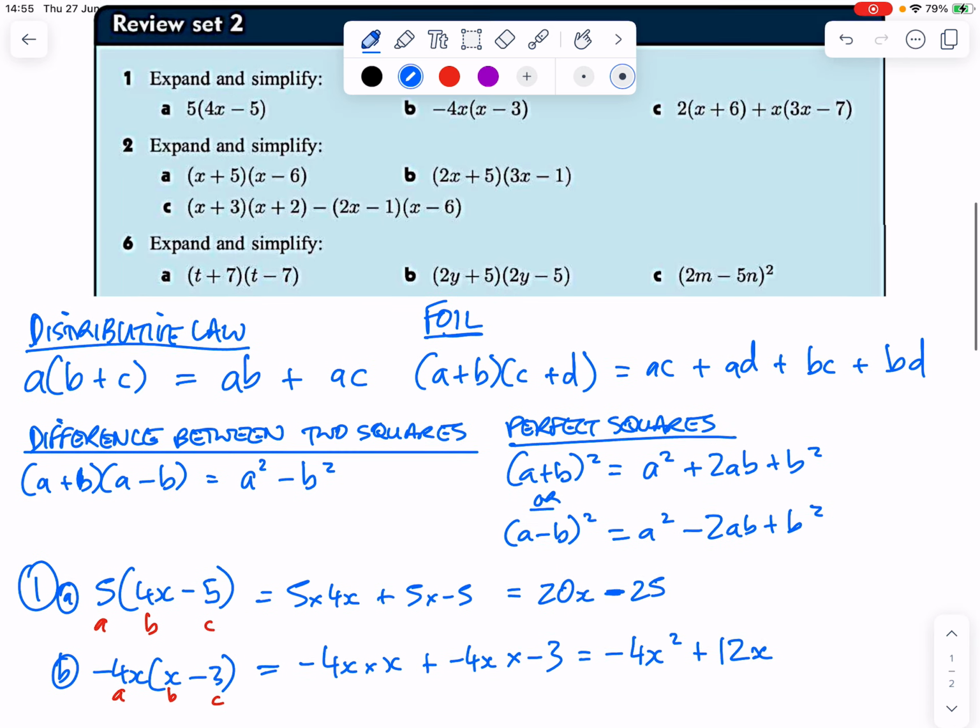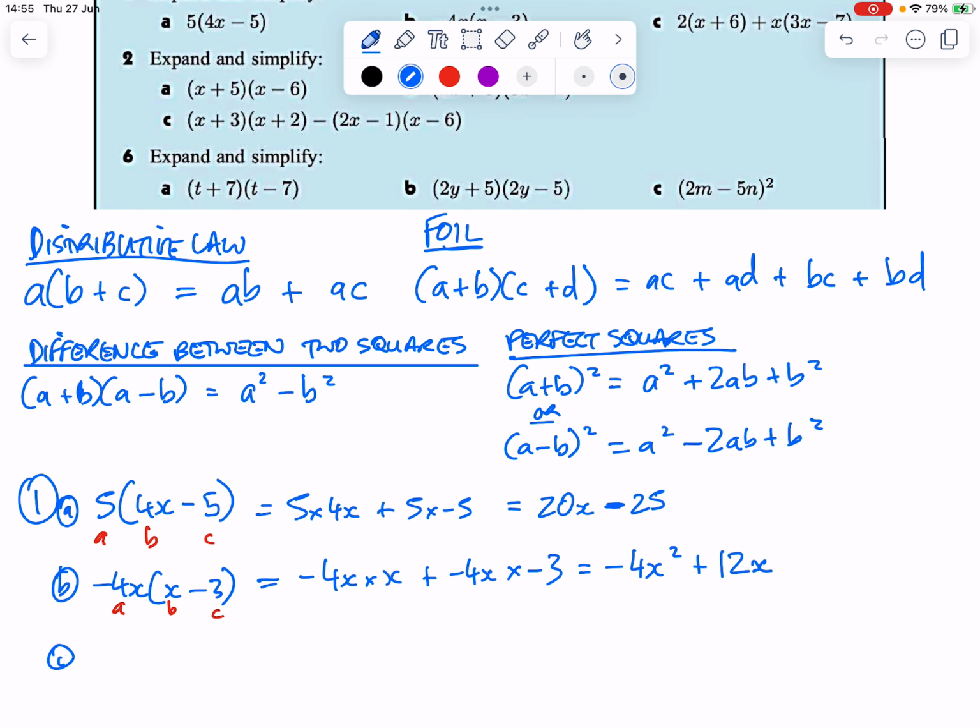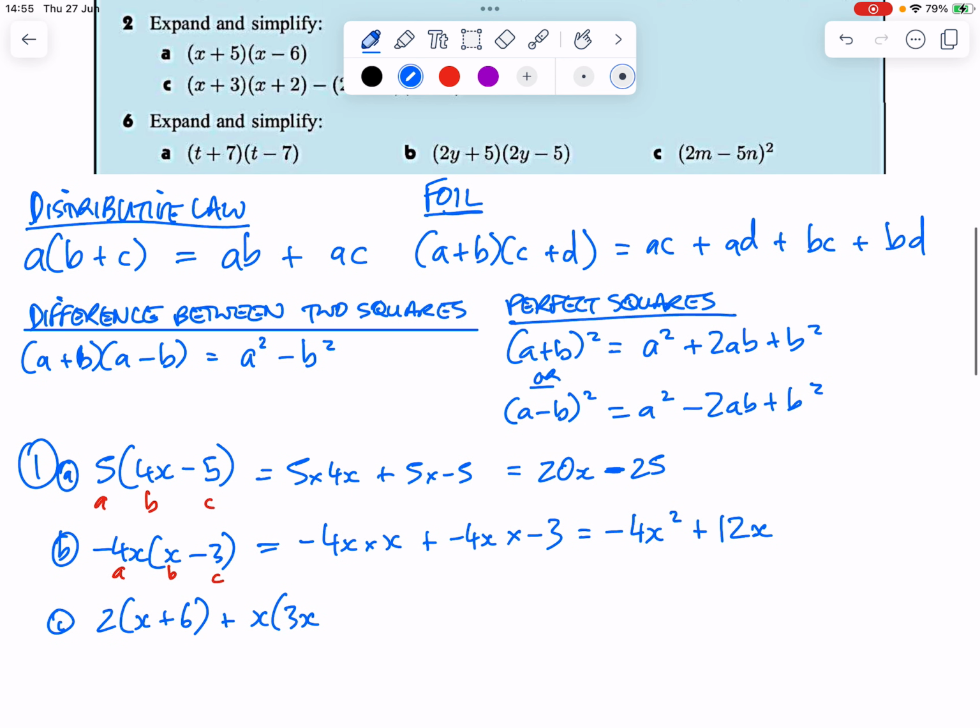C, what's special about C? You've got two sets of expansions: 2(x plus 6) plus x(3x take 7). So we need to do two sets of distributive law separately. So what does that equal?